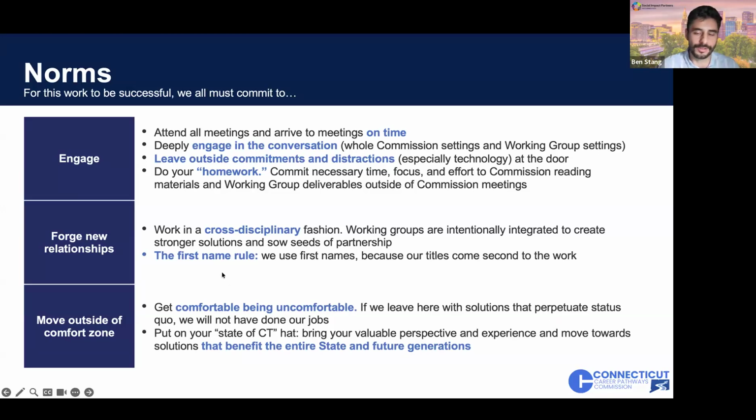You'll notice that we're following a first name rule. I totally recognize I have college presidents and commissioners and superintendents here. I'm following the first name rule. All right.